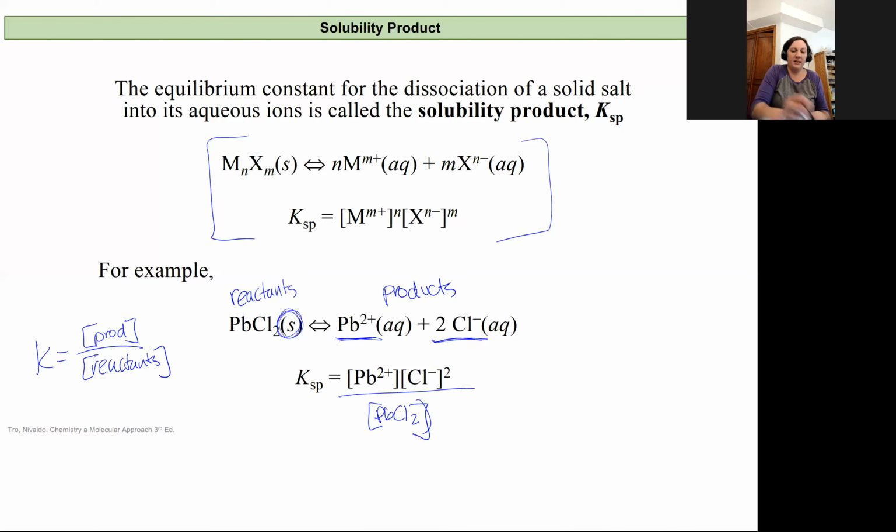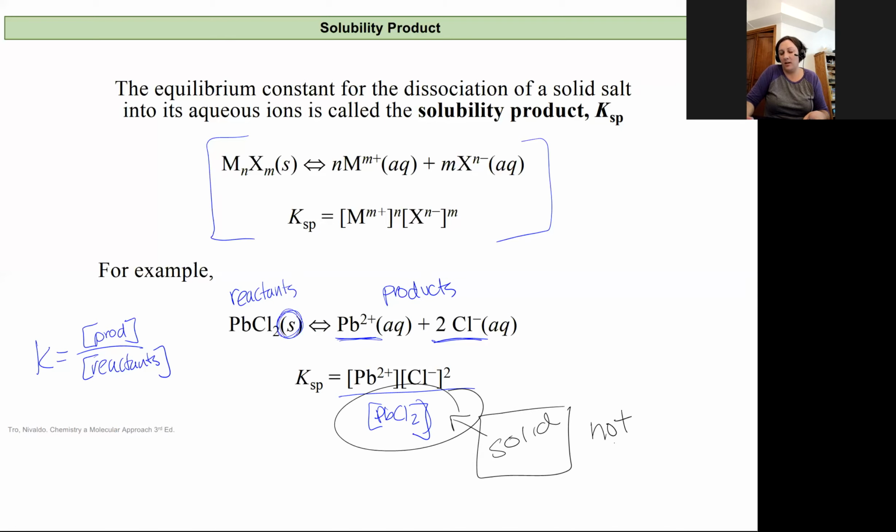But because this is a solid, that means we have a situation with a heterogeneous equilibria, and we are not going to include solids when we calculate our equilibrium constant. We can't measure its concentration in water like we can the lead ions and the chloride ions. And so we don't include that solid.